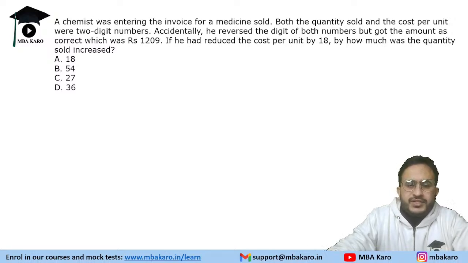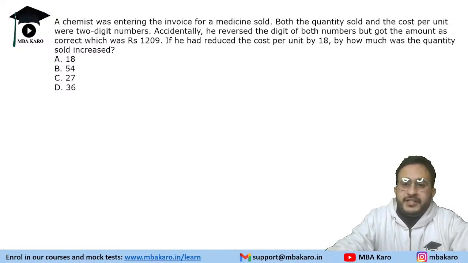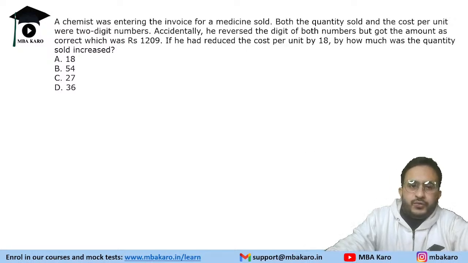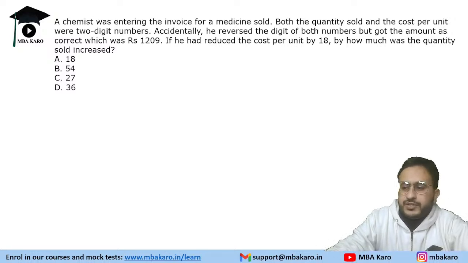So a chemist was entering the invoice for a medicine sold. Both the quantity sold and the cost per unit were two-digit numbers. Accidentally, he reversed the digits of both numbers but got the correct amount, which was 1209. If he had reduced the cost per unit by 18, how much would the quantity sold have increased?